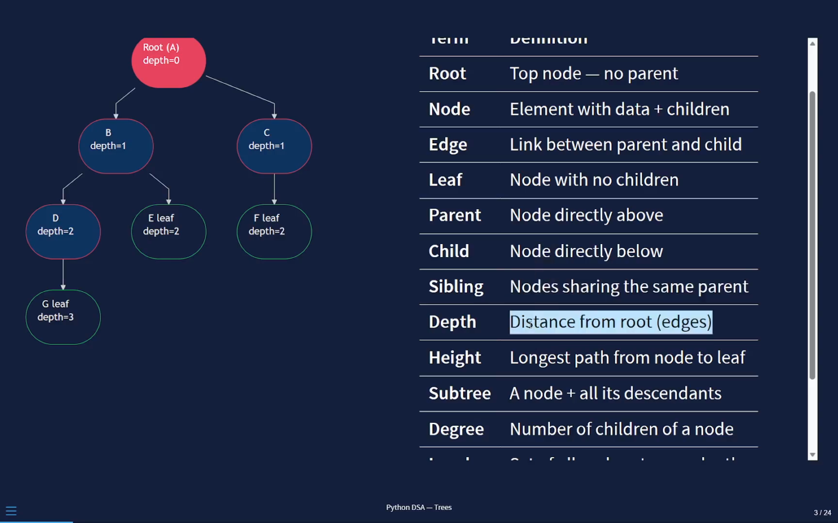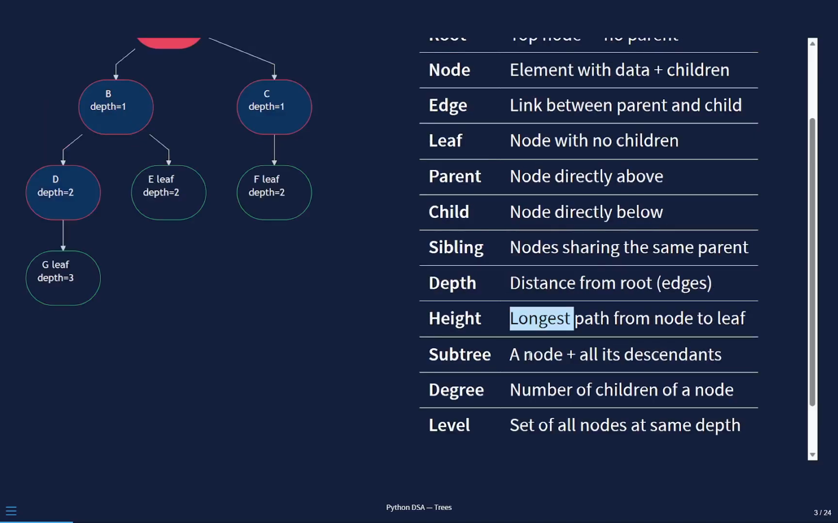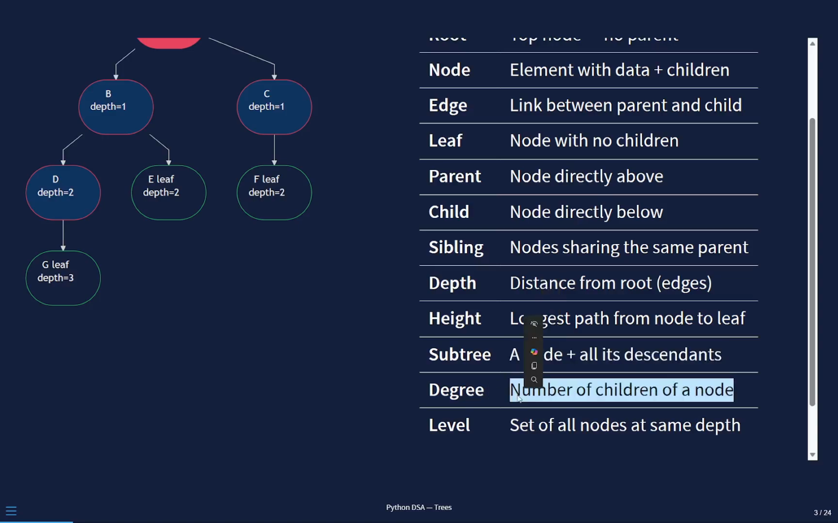Depth, the distance from the root to a given node, measured in edges. The root is at depth 0. Its children are at depth 1. Height, the length of the longest downward path from a node to a leaf. A leaf has height 0. The height of the whole tree is the height of the root. Subtree, any node together with all of its descendants forms a valid subtree. Degree, the number of children a node has.